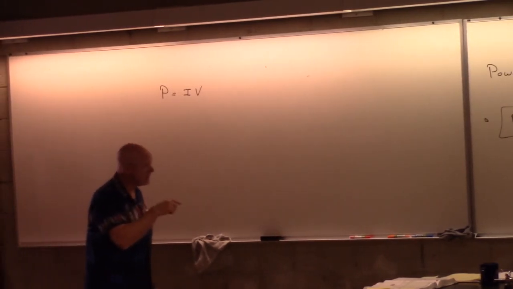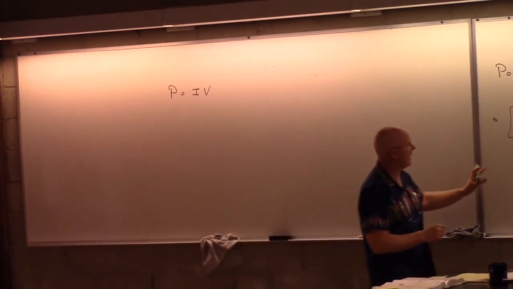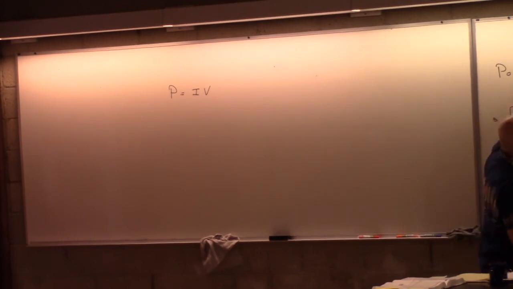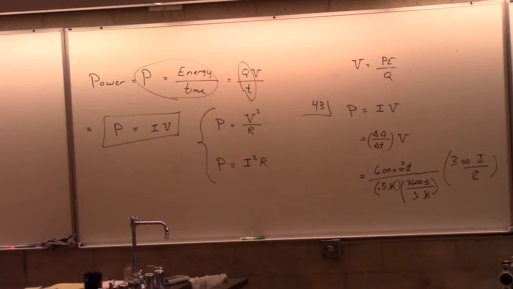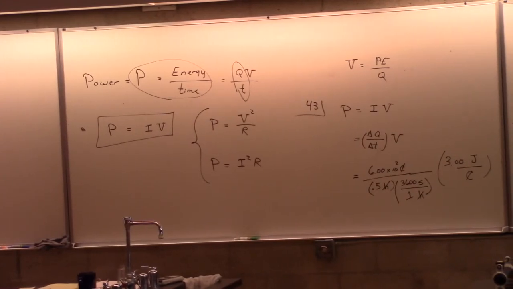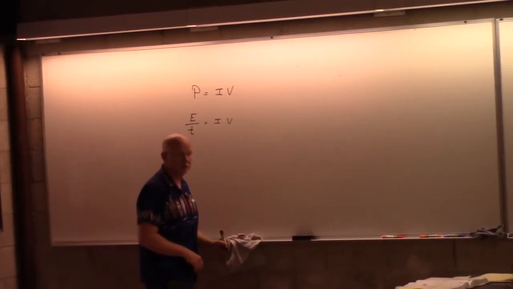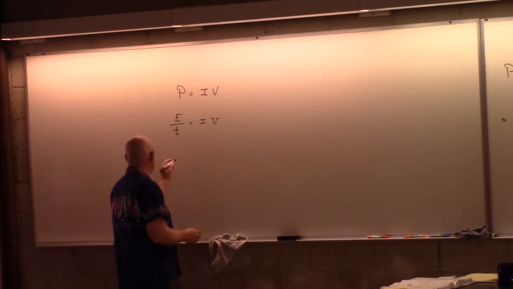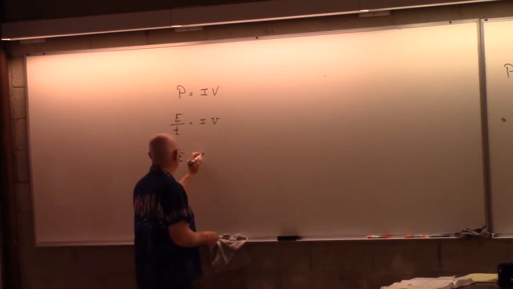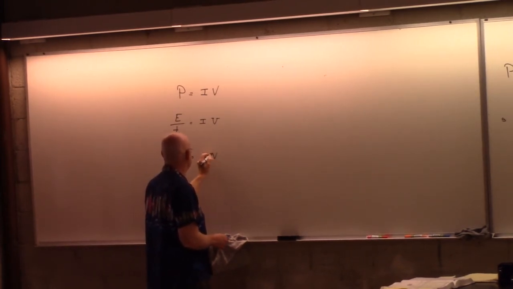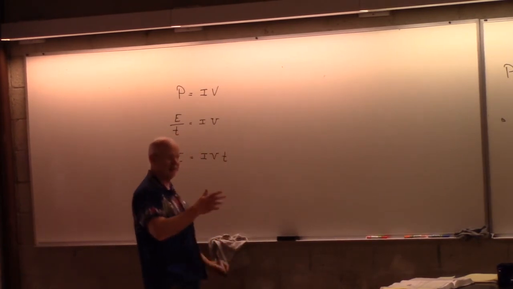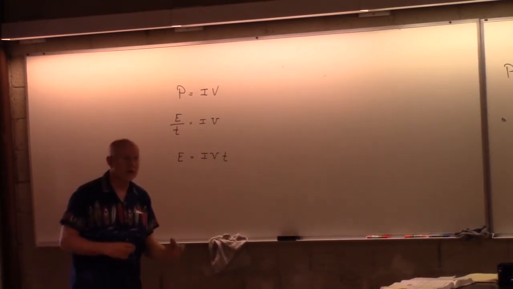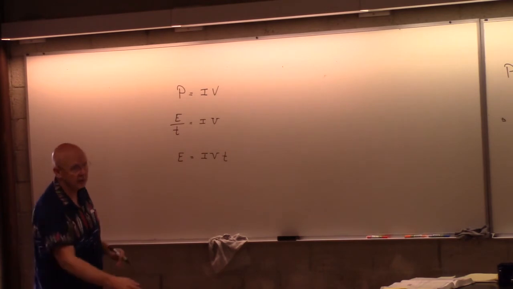But this question doesn't ask for power. This question asks for energy. So I need to do this step and say, all right, energy divided by time is equal to current times voltage. And then what I want you to see is if we take the current times the voltage multiplied by time, these three factors together give me the total energy.